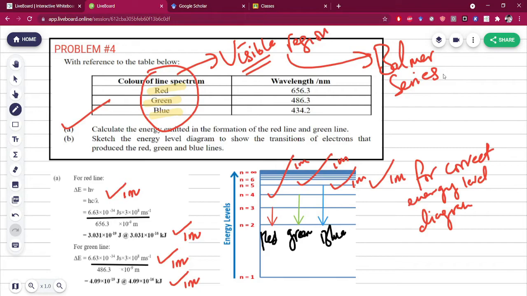We have the visible region, the ultraviolet region, and the infrared region. Remember that, guys. I have explained about it in the previous video, so you can go back to that video. So the Balmer series is visible. You have colors, you can see it. You know that the colors will be red, green, and blue. So that is another skill that you need to learn from this.